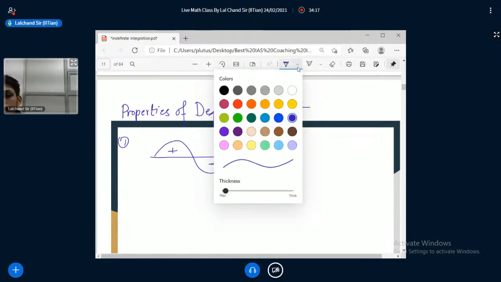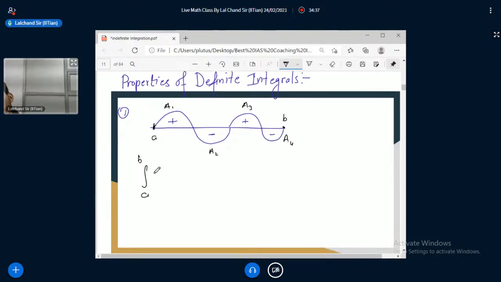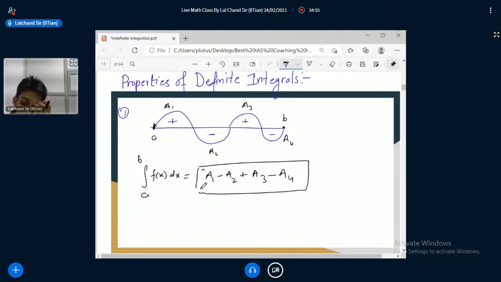Okay, so let's suppose this area is A1, this area is A2, this is A3, and this is A4, from point A to point B. If I write the integral from A to B of f(x) dx, then in terms of area we can write A1 minus A2 plus A3 minus A4. This is the area integral. So this is the first property of area.